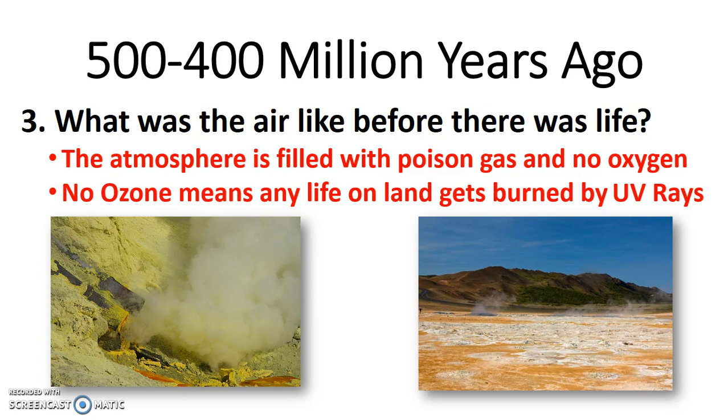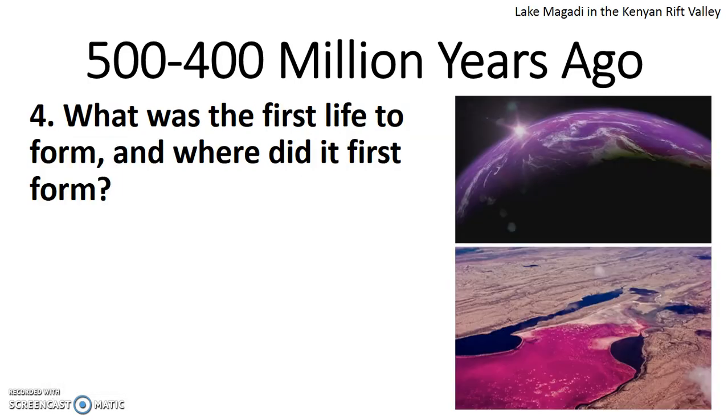So we have ultra hot conditions, ultra salty conditions, poison gas in the atmosphere, ultra salty, acidic, barren lake water, whatever, river water, ocean water. How does life even form? Or what kind of life can even survive this? The answer is we can actually look to current day Earth to know what can survive this. This is Lake Magadi, and it's in Kenya, in the Kenyan Rift Valley.